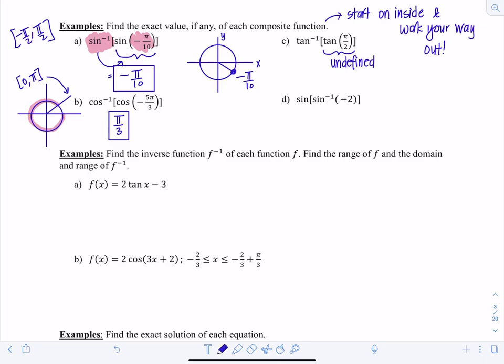Last one, example D, sine of sine inverse of negative 2. So what is sine inverse of negative 2? What angle has a sine of negative 2? Can you think of one? No, you shouldn't be able to. This is not possible. Why is that? Well, think about your graph of sine x, or think about the unit circle. It's bounded between negative 1 and 1. So it's not possible for sine to ever equal negative 2. So again, this one is undefined.